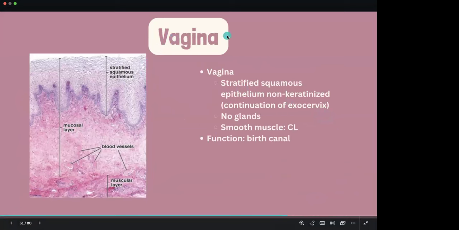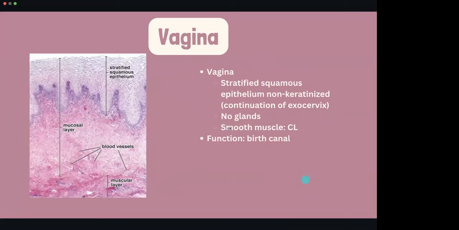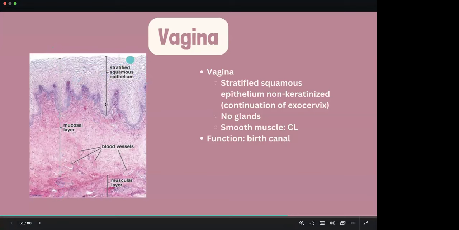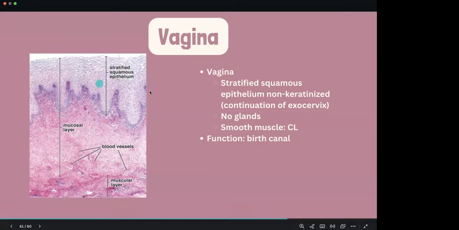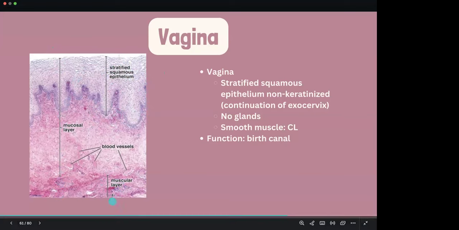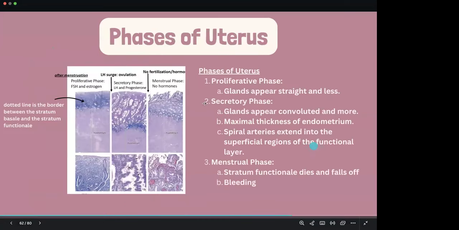Now we move on to the vagina, and it's lined by stratified squamous epithelium, non-keratinized. It's a continuation of the exocervix, and it has no glands, smooth muscle, inner circular and outer longitudinal, and the function is that it's the birth canal. So you can see this is a mucosal layer, the stratified squamous epithelium, which is a lot of it, and then you have the muscular layer, which is the inner circular and the outer longitudinal.